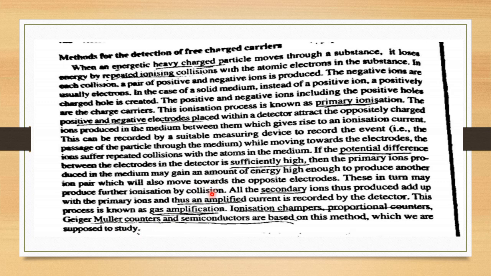If the primary ions give rise to another pair of ions, such a process is called secondary ionization. All the secondary ions thus produced add up with the primary ions, and thus an amplified current is recorded by the detector. This process is known as gas amplification. Examples are ionization chambers, proportional counters, Geiger-Müller counters, and semiconductor detectors, which are based on this method.